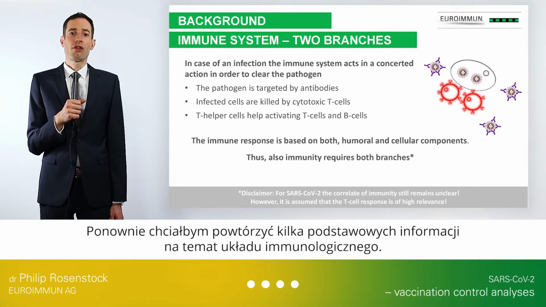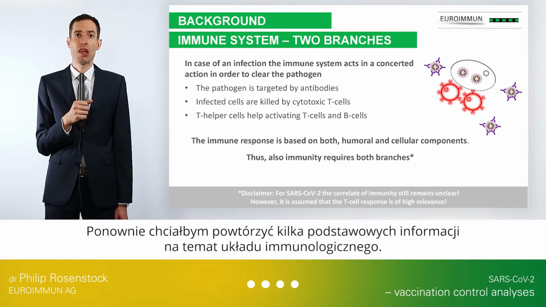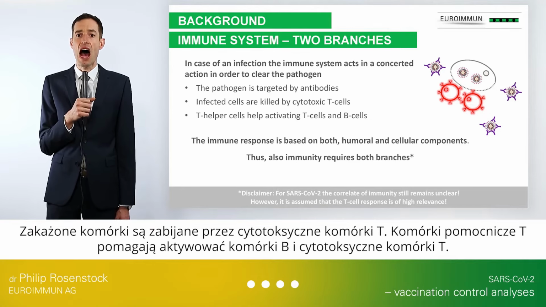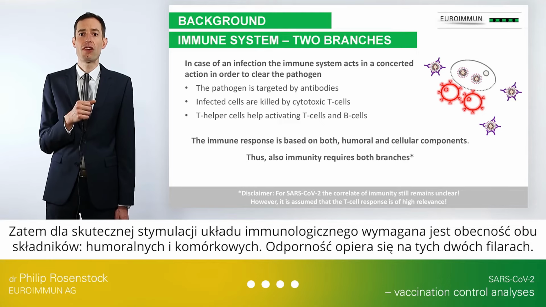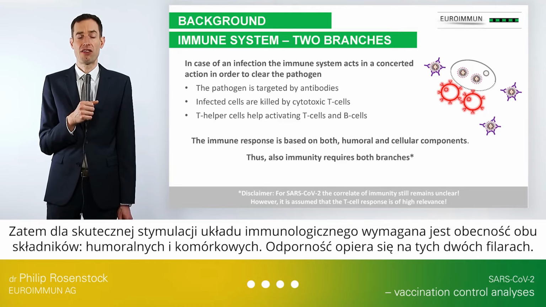So again, I'd like to repeat some basic information about the immune system. The immune system acts in a concerted action to clear a pathogen after infection. The pathogen itself is targeted by antibodies, and infected cells are killed by cytotoxic T cells. And we have the T helper cells that help the stimulation of B cells and help to stimulate these cytotoxic T cells. And in order to efficiently stimulate the immune system, both antibodies and T cells need to be stimulated. So immunity requires two branches.